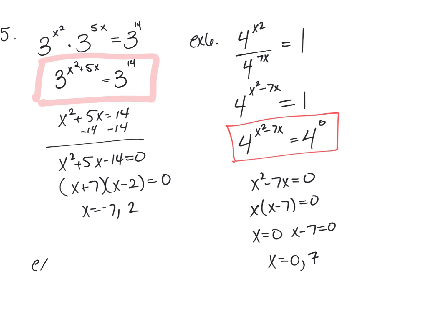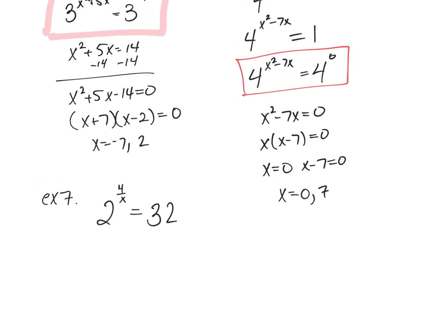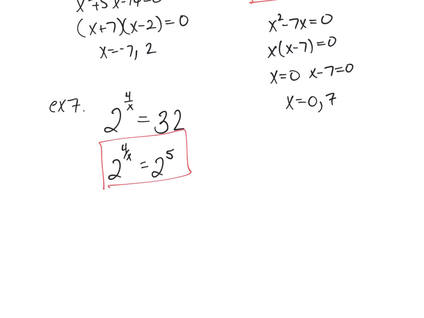Okay, and then I'm going to do one more. Okay, one more example. We haven't done a lot where the variable's in the denominator, right? But first I'm going to rewrite 2 and 32. Can I write them as the same base? 2 can stay, right? Because that's the lowest it can be. But 32 is 2 to the 5th power. So it's already simplified.